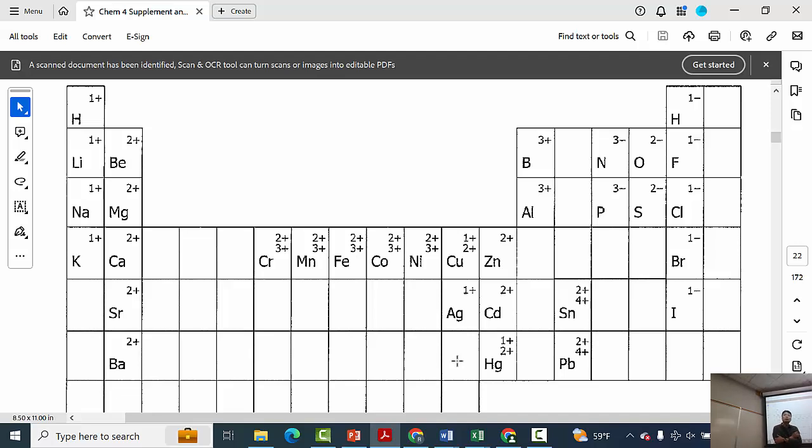The reason why I say the Roman numeral is useful to know is that the Roman numeral corresponds to what we call the max positive oxidation state, the maximum positive oxidation state. It's a useful number to know because going beyond the max is very difficult. Going up to the max can be difficult as well, but possible.